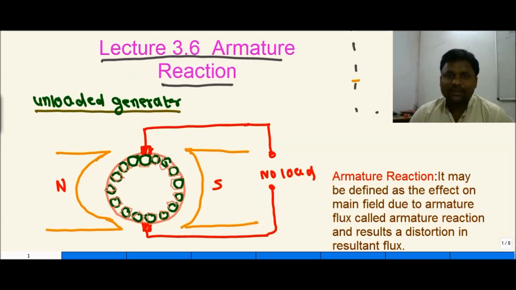Here now we are going to discuss lecture number 3.6, that is called the armature reaction in DC machine. Armature reaction in DC machine.